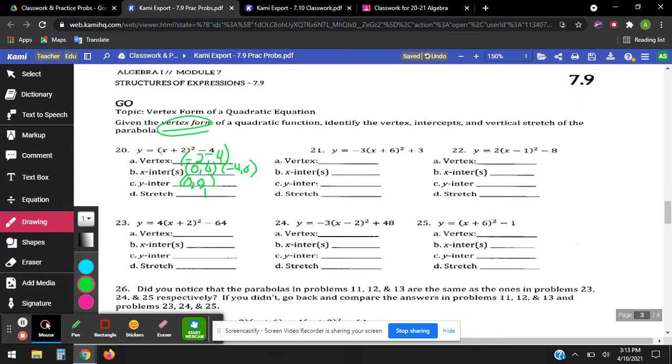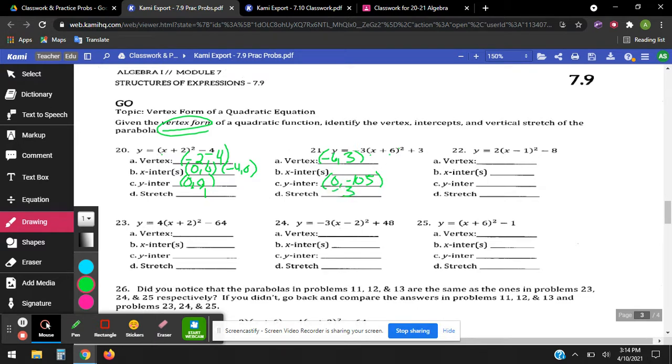Okay, so here, vertex, we have negative 6, out of parentheses, negative 6 comma 3. Our y-intercept is when x equals 0. So 6 squared is 36. 36 times negative 3 is, I don't know that one off the top of my head, 6, and then times negative 3, and then we're going to plus 3, negative 105. All right, and our stretch is negative 3.